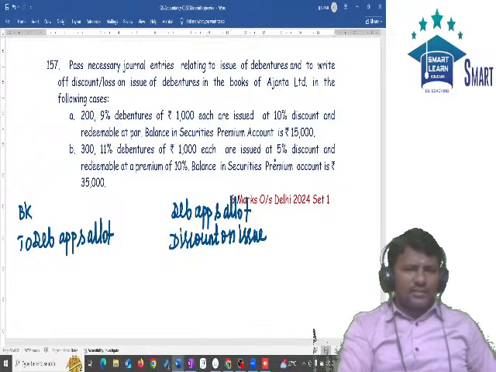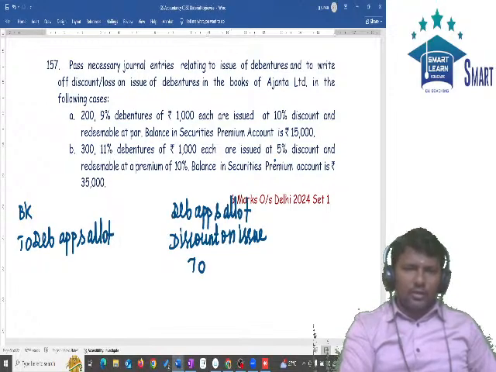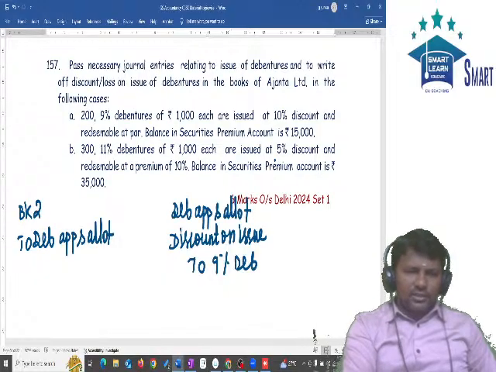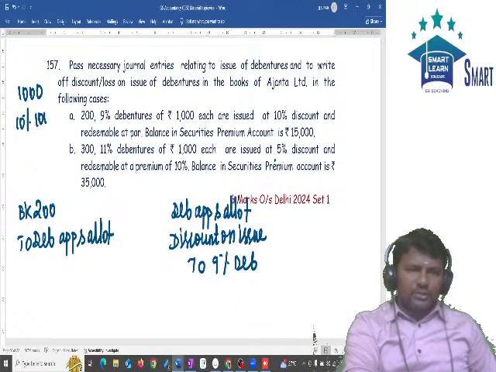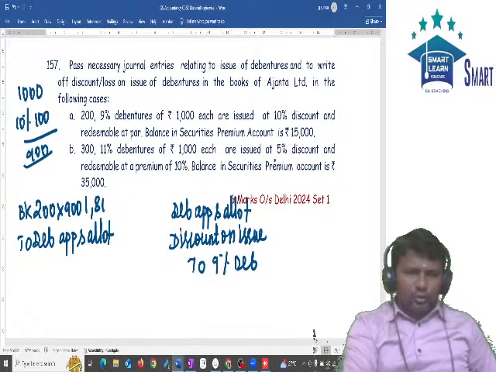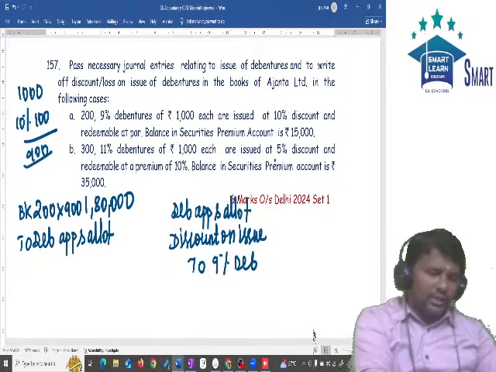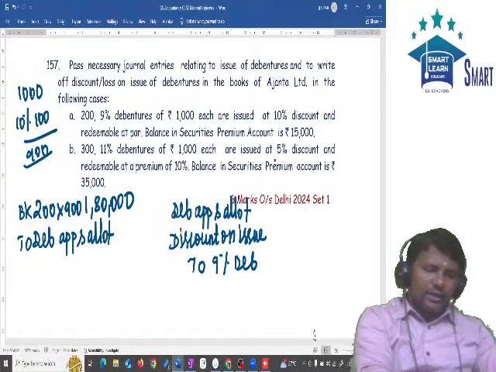Same as the last question. First entry I will write: bank account debit to debenture application and allotment. Second entry: debenture application and allotment account debit, discount on issue of debentures account debit to 9% debenture. Let's complete the first transaction. 200 into 200 is the number of debenture. Totally 1000 rupees is the face value. Discount is 10%. 1000 into 10% is 100. So 1000 minus 100 is 900. 200 into 900 is 1,80,000.